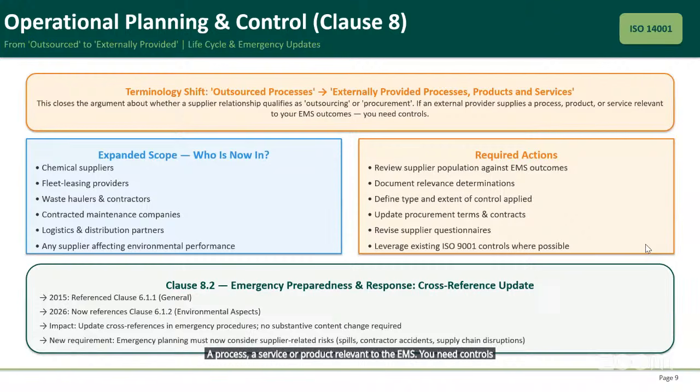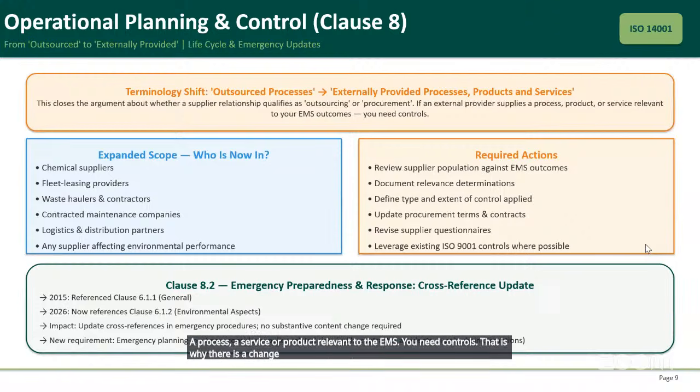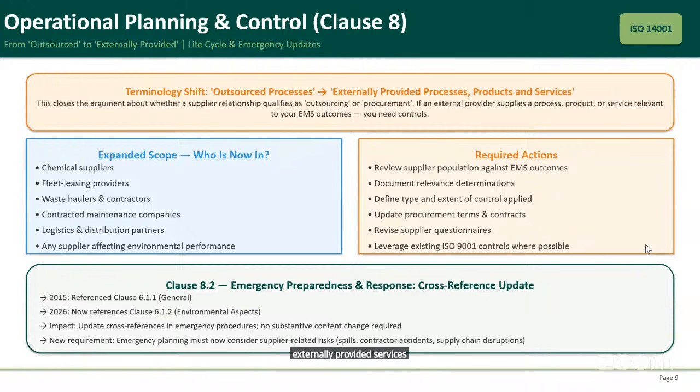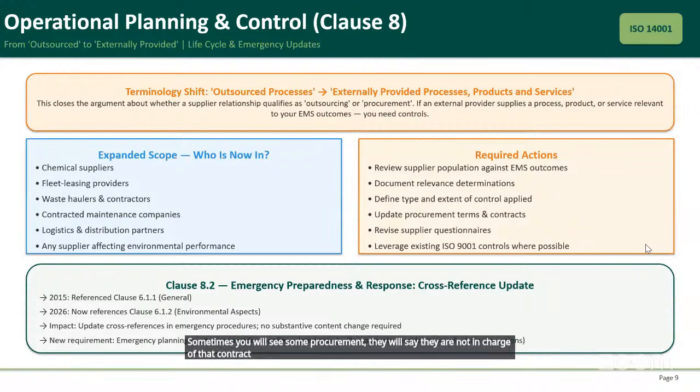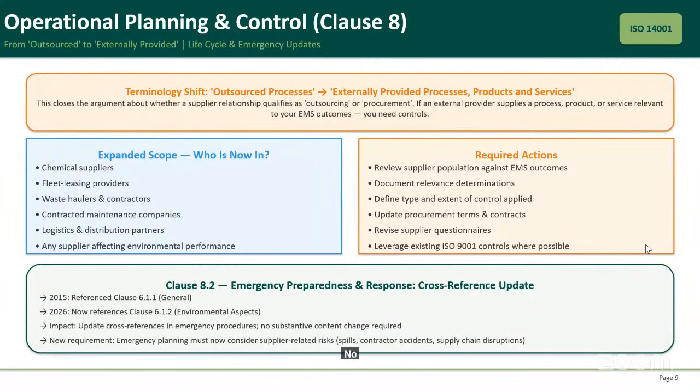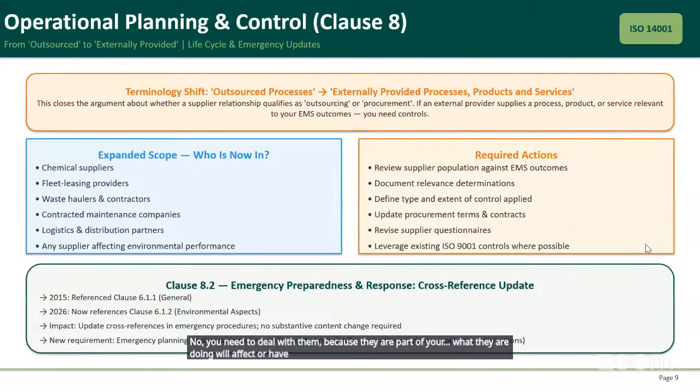That is why there is a shift from using the term outsourced to what? Externally provided services. Sometimes you will see procurement say they are not in charge of that contractor because this job has been outsourced, so they don't deal with them. No, you need to deal with them, because what they are doing will affect or have impact. So you must be able to control it. That is why the term externally provided services is now being used.